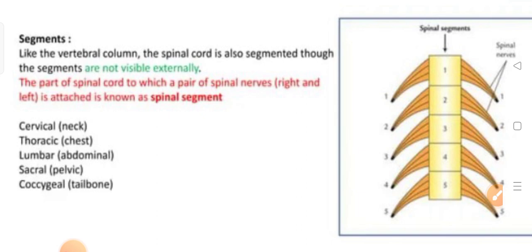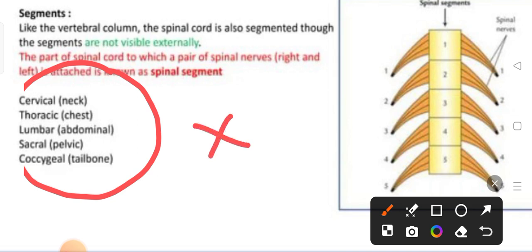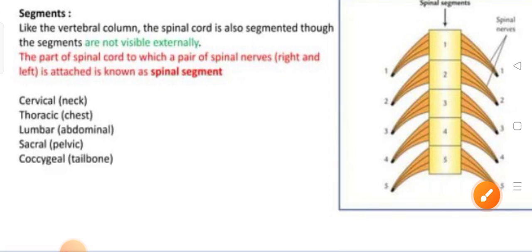Like the vertebral column, the spinal cord is also segmented, though the segments are not visible externally. The part of the spinal cord to which a pair of spinal nerves, right and left, is attached is known as a spinal segment. So this is cervical, neck; thoracic, chest; lumbar, abdomen; sacral, pelvic; coccygeal, tailbone. Keep this in mind. These are also very important. Where is the cervical located? In the neck region. Thoracic? Chest region. Lumbar, abdomen; sacral, pelvic; coccygeal, tailbone.